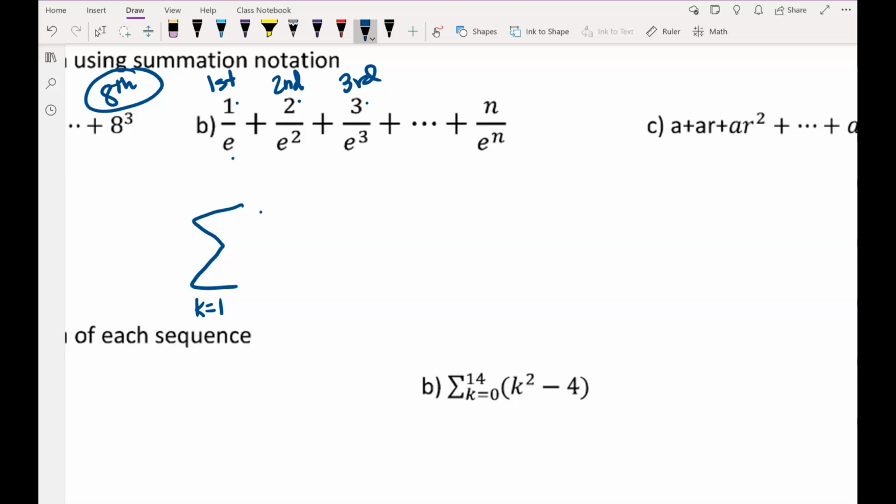Would you agree that I can just have k over e? But that's not fully done yet because this e has a power of k as well. So that would be okay to have. Now, where do we stop? We need to write something on the top of the summation notation. We stop at n. So this is the final answer.